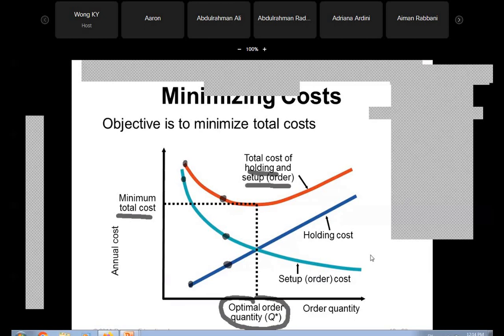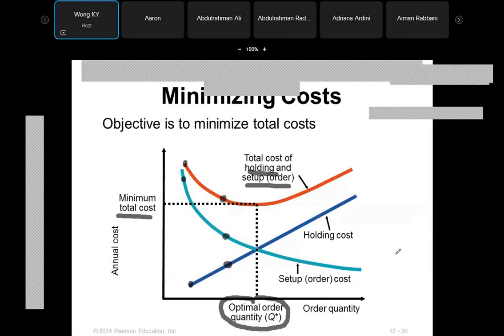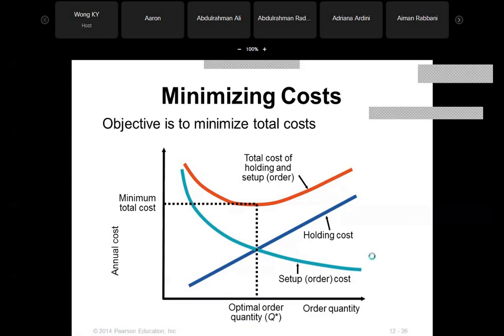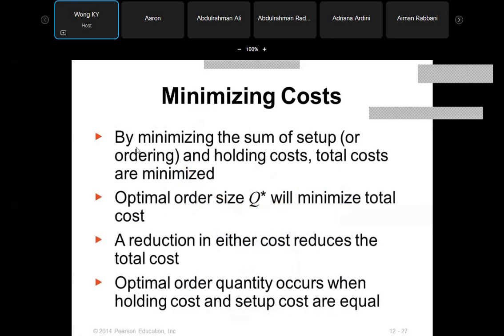Okay, now I proceed. So if you understand this curve, then you should understand all this. Okay, so the first point says that by minimizing the sum of the setup or ordering cost and holding cost, the total costs are minimized. Of course, if we minimize setup costs or we minimize holding costs, the total cost will be minimized.